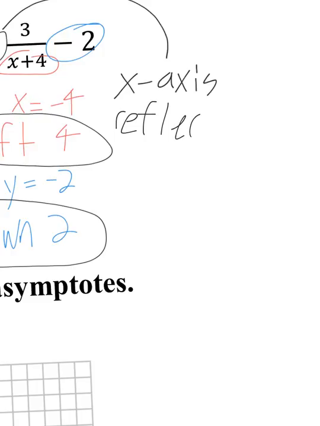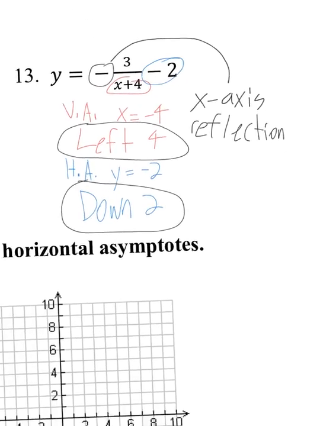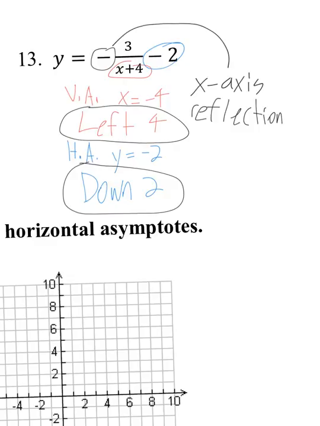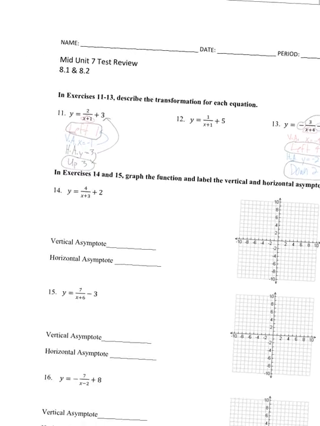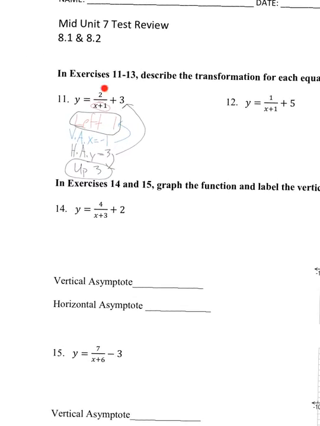But yeah, so let me just spell out reflection. Okay, there we go. And so that's everything on number 13. We're not even paying attention to the 3 on top or the 2. We're just identifying the left and the up.